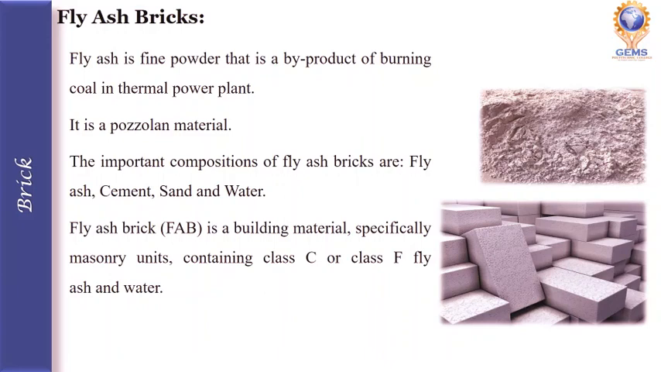So these fly ash bricks are divided into two types. One is class C, another one is class F. Class F has low calcium content and a carbon content of about 5 to 10%, whereas class C will have high calcium content and low carbon content, less than 2%. For any structural construction, we will use class C fly ash bricks.